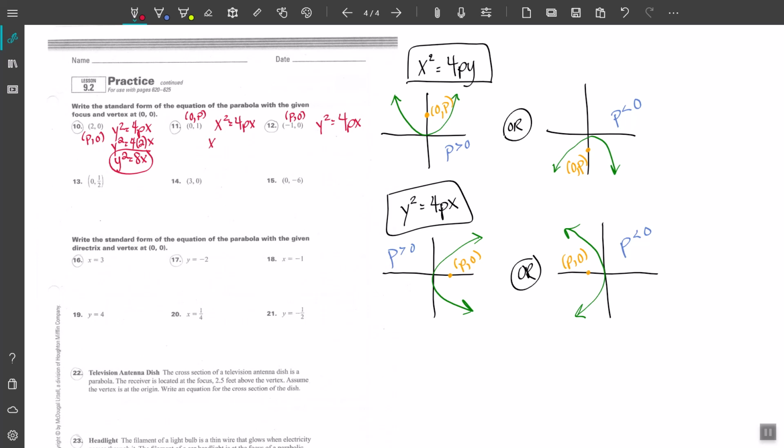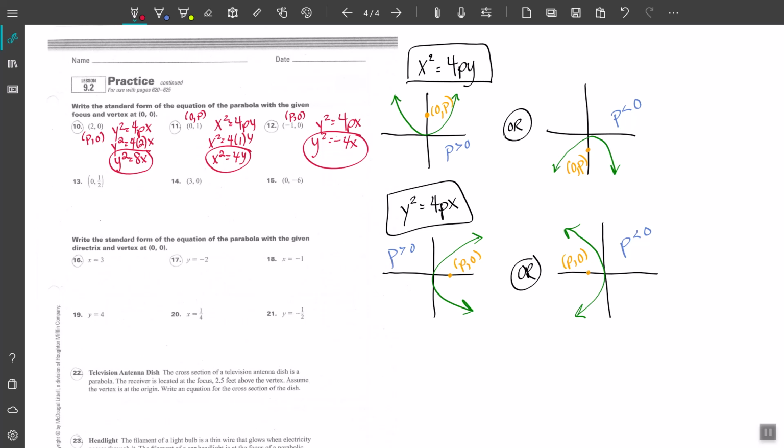Same thing here. Plug in 1 for p, and our standard form for the equation would be x squared equals 4y. Whoops, this is supposed to be a y. Hang on, I have one little error here. This should be y right there. I just put an x out of habit. And here, if we put negative 1 in for p, we'll get y squared equals negative 4x.